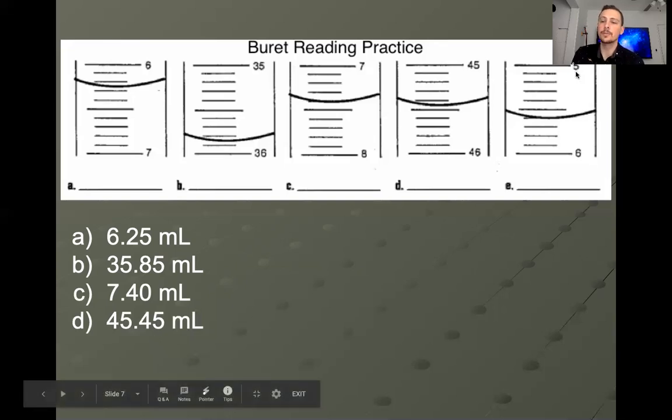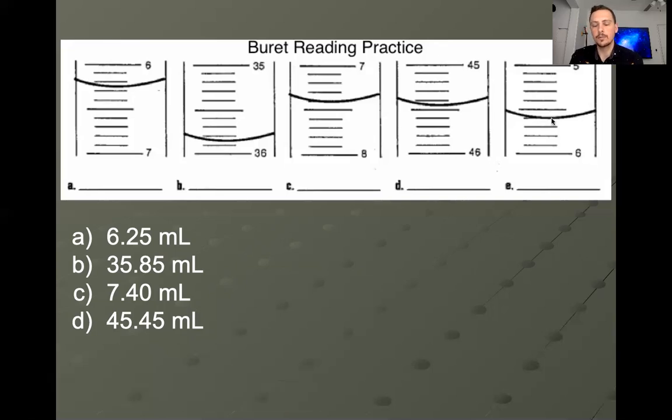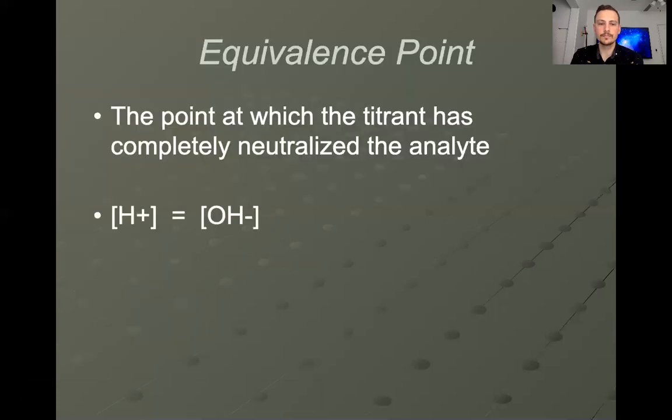Then our last one, we're between 5 and 6. We have 5.5, 5.6. It seems to be right on 5.6 right there. So 5.60 would be a perfectly acceptable answer.